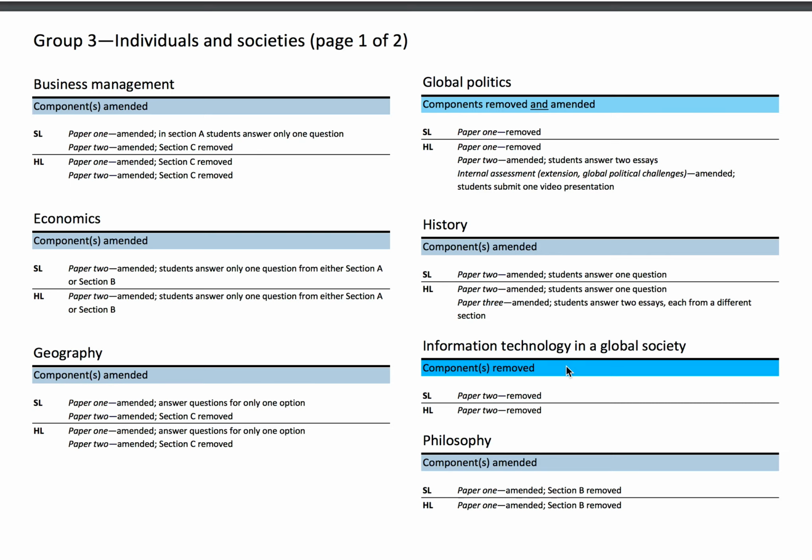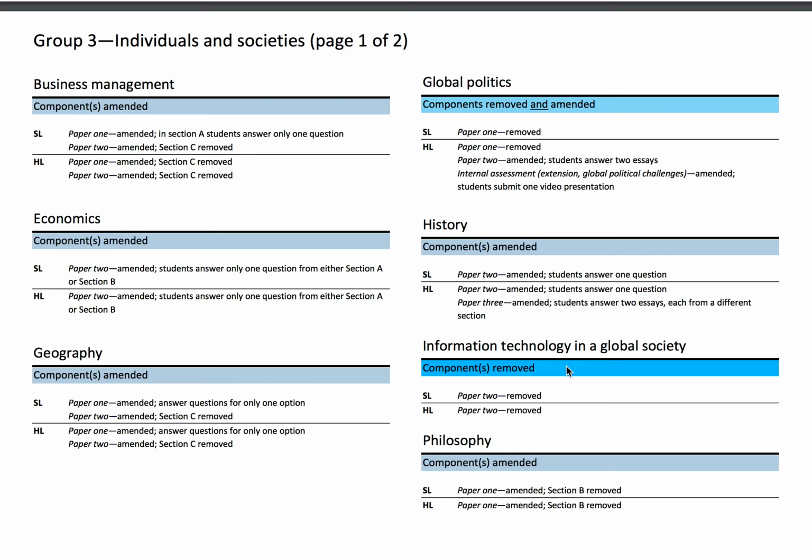At this stage, we don't know how much time they would shorten the whole paper by. So stay tuned, subscribe to our channel, and we'll let you know soon when we see the new sample papers, if they do give us that. Econ, again, paper 2, only answer one question for both SL and HL as well. Geography, they removed the whole section C.